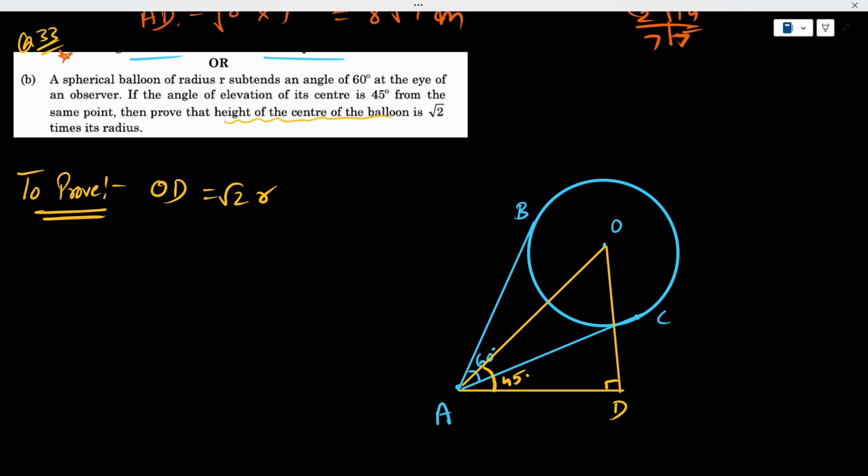Now, because AB and AC are tangents and you know that tangents are perpendicular to the radius, right? So I can first join O to B and O to C, and this is 90°, right? Now to prove OD, which triangle am I going to consider here? Triangle AOD, right? Because OD is part of this triangle. Now I already have 45° here, and we need to find this opposite side.